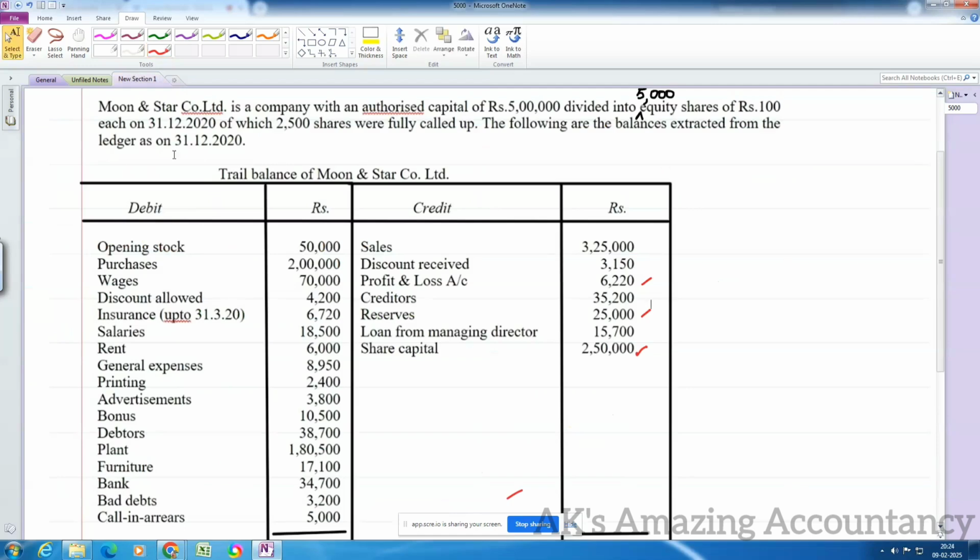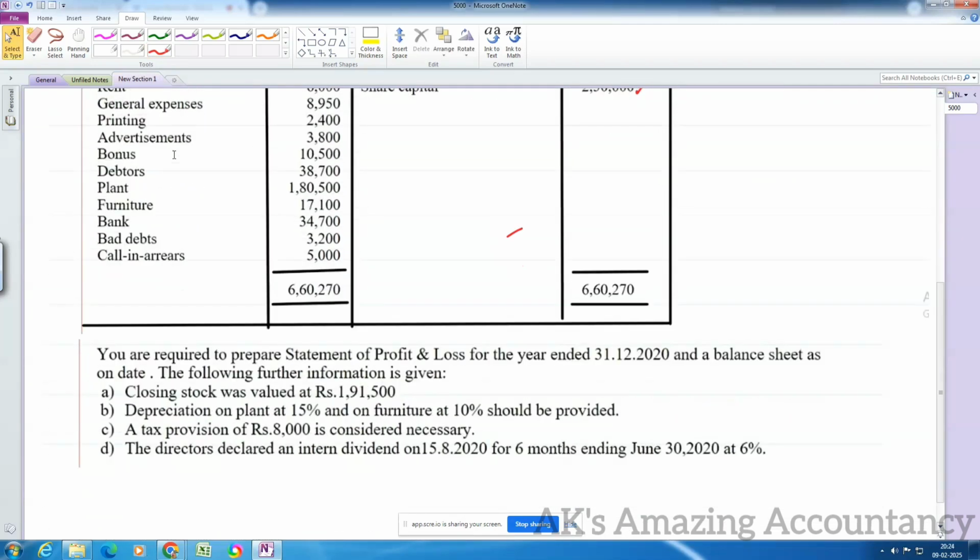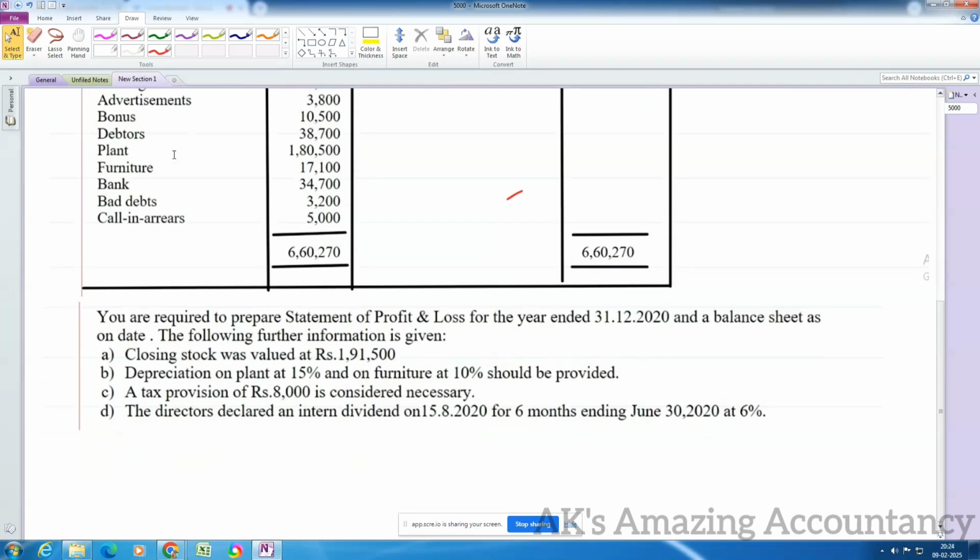So in the problem, when you see, you are given that the directors declared an interim dividend. The directors declared an interim dividend on 15/8/2020 for 6 months ending June 30, 2020 at 6%. Okay, so this 6% is interim dividend, which means the dividend declared in the middle of the year.